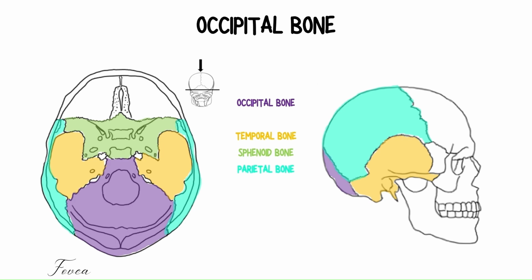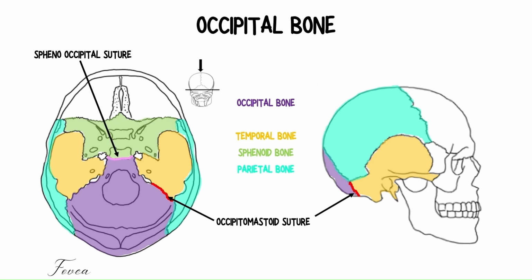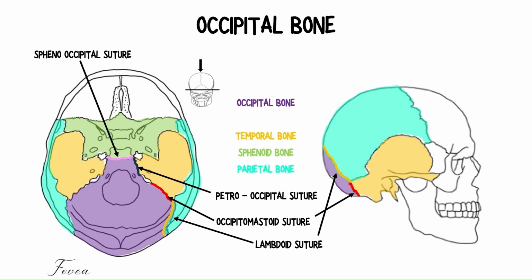The occipital bone articulates with the sphenoid at the spheno-occipital suture, with the temporal bone at the occipitomastoid suture and the petro-occipital or petroclival suture, and with the parietal bone at the lambdoid suture. The basilar part of the occipital bone and the sphenoid body articulate at the spheno-occipital synchondrosis. In adults, the division between the two bones is not appreciable because physiological closure of the spheno-occipital synchondrosis is well underway by the age of 15 years and complete by 17 years.